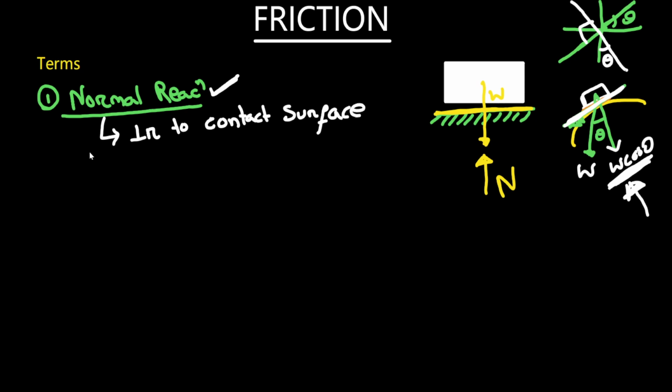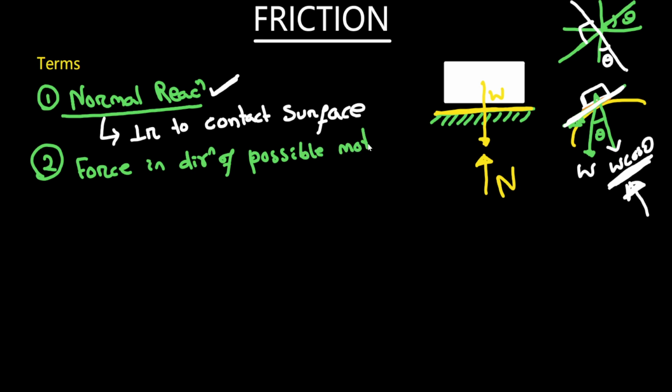Now the second term which will be used in friction most likely is called force in the direction of possible motion. What is it? See, we'll take an example.